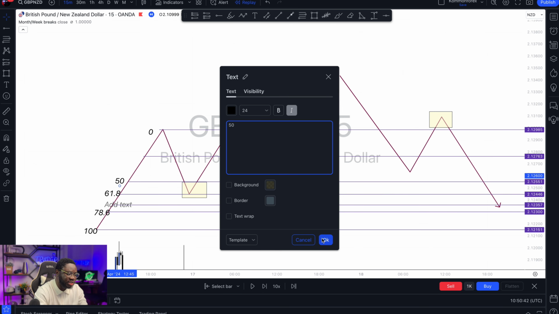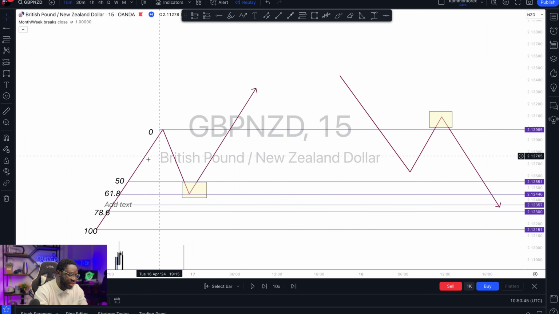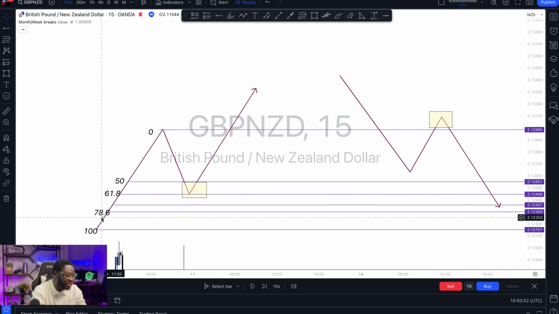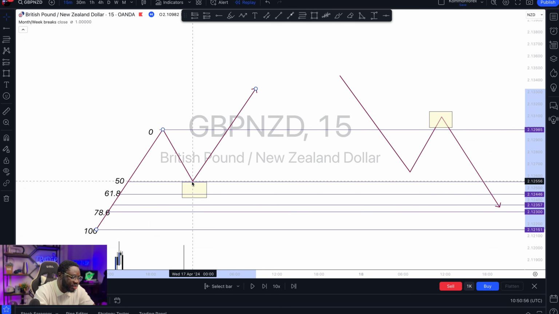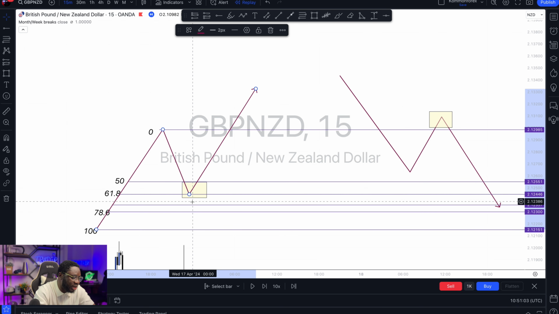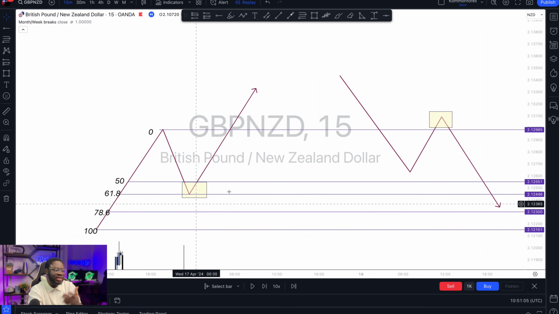What happens is now we simply eliminate the 25% and 75%. So now we have our 50% here, 61.8, 78.6. We basically expect the market to either pull back and end up on the 50%, pull back and end up on the 61.8, or pull back and end up on the 78.6%. So it can be on any of these key levels. The same thing, or the opposite, applies for the bearish move as well.